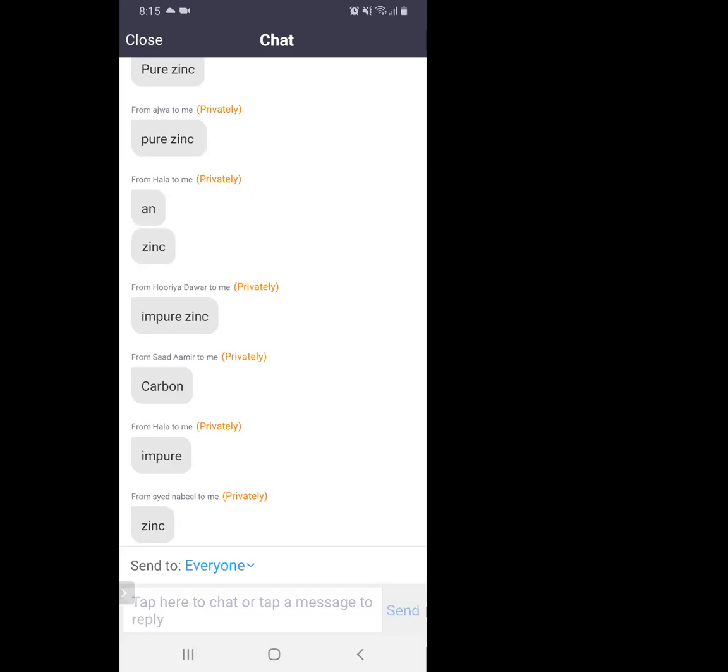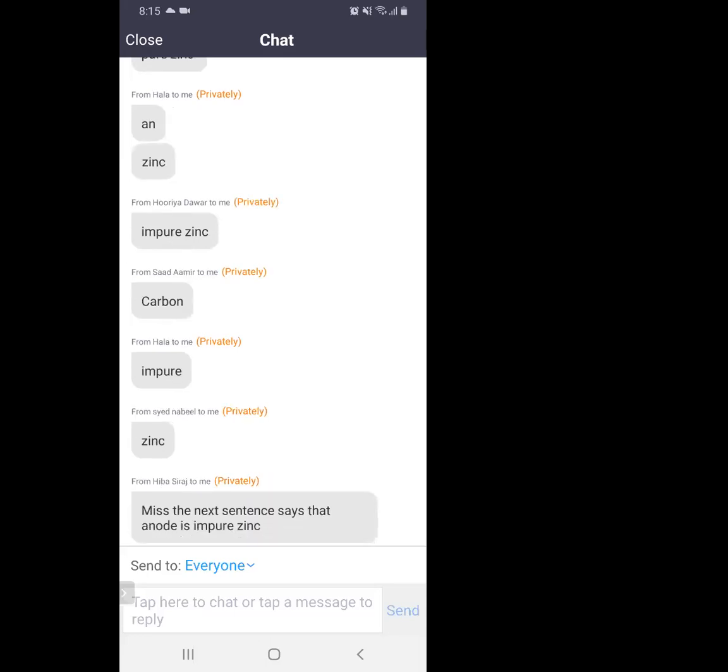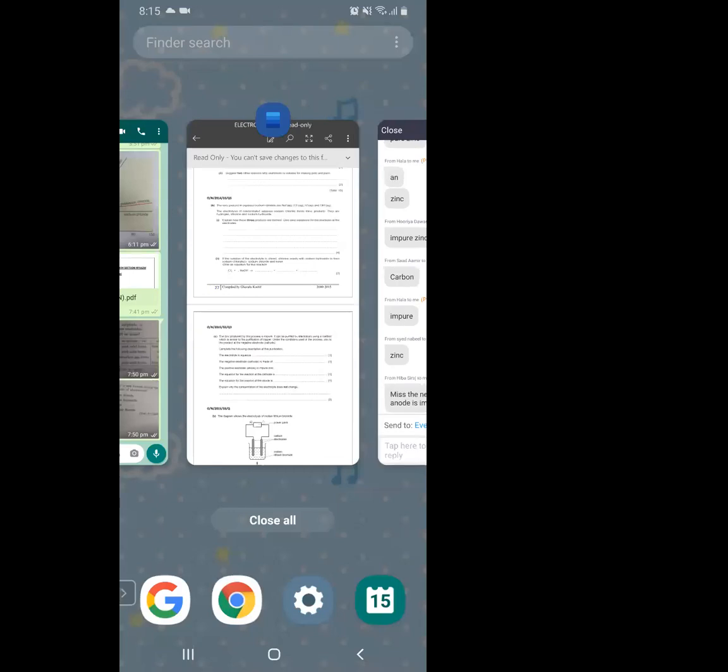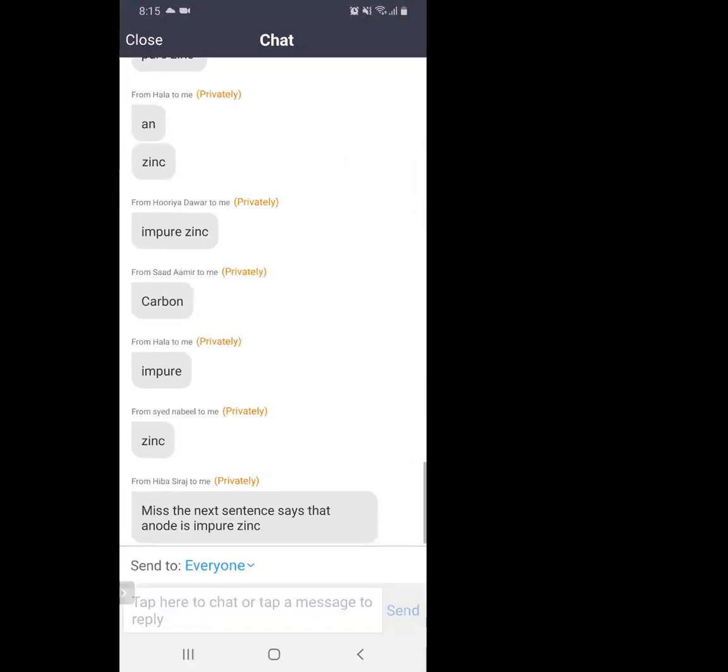Yes, impure zinc. Yes. Why? Also tell me why. In real short. Nabil, you have to mention what zinc, pure or impure. The next sentence says that the anode is impure zinc. Yes, so that is why. So that's why you said that the cathode should be pure zinc. Is that the reason? Because the question said that, or because you remember something from purification of copper? Why did you?